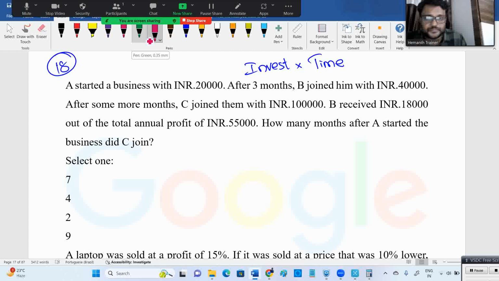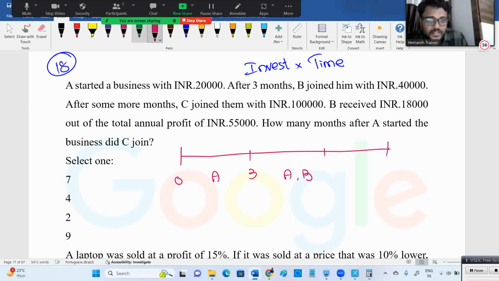Now here, A started the business. After 3 months, B joined. After some time, C also joined. Annual profit means at the end of the year, 12 months completed. At the end of the year, they gave in the question, B received 18,000 profit out of total profit 55,000. Let it be. Means B is 18 out of 55. Out of total, he got 18 parts out of 55.